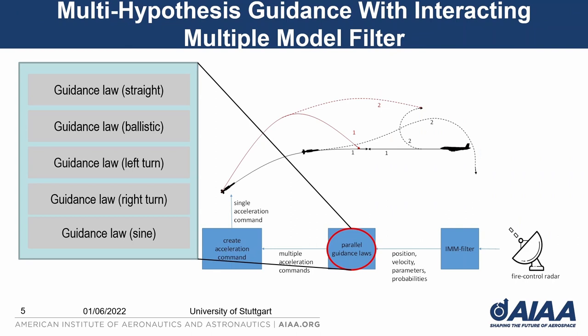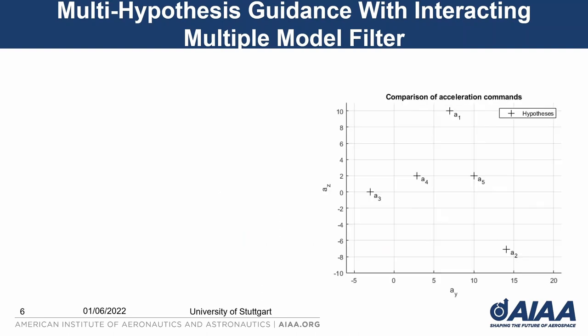This information by the interacting multiple model filter is then used by the multiple parallel guidance laws. There is one guidance law for each hypothesis for the target behavior. In this case, there are five guidance laws, as you can see. These guidance laws are just normal zero-effort-miss guidance laws, assuming the denoted hypothesis for the target behavior.